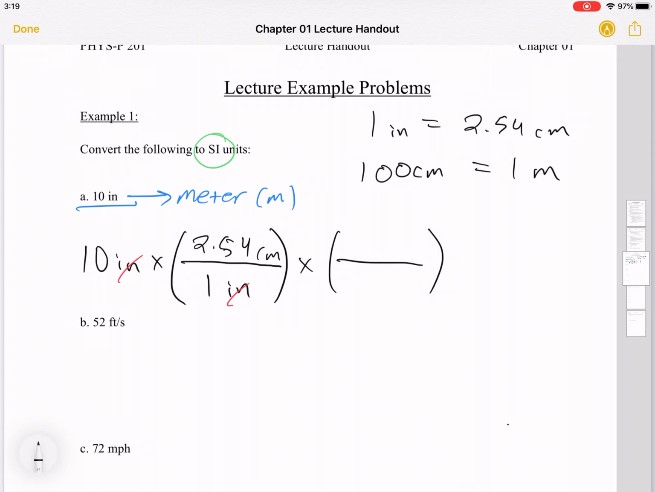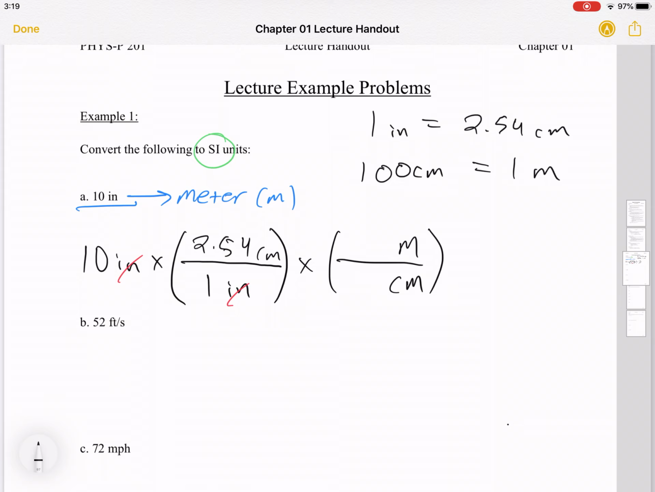So I could do the math. I could multiply, because what do I have? 10 times 2.54 divided by 1. I could do that math and then do the next conversion, but let's do it all in one step. That seems a little simpler. So 10 inches now converted to centimeters, and now I want to go from centimeters to meters. So meters is where I want to end up, and centimeters needs to go away, right?